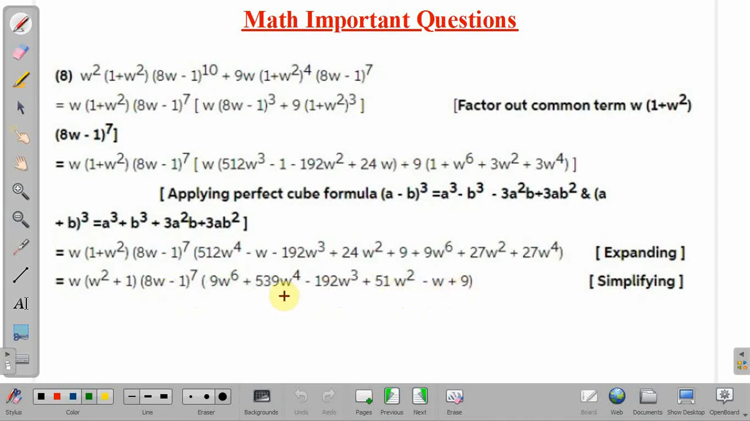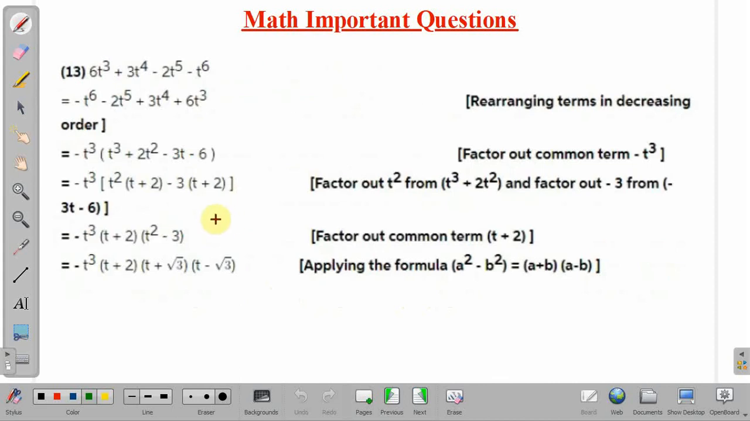Okay. Next problem is 6t raised to the power 3 plus 3t to the power 4 minus 2t to the power 5 minus t to the power 6. Okay. So rearranging and writing the terms in terms of decreasing power. Okay. Decreasing order we have written.